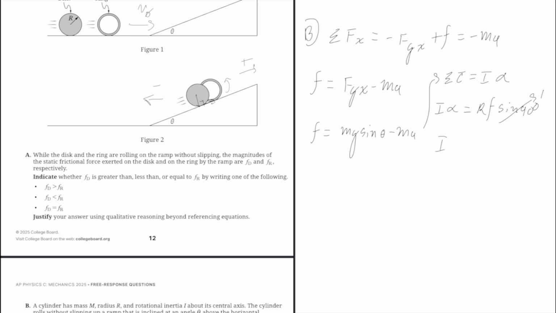So now I get I times alpha, and alpha is really a divided by r, is equal to rF. So therefore, I can simplify this equation. I get r squared F divided by I equals a. So now I'll sub that back in here. I'll get F equals mg sine theta minus m r squared F divided by I. Well, now I have two f's, so I have to separate these by adding that term back to the other side. Wow, funny. But it's fine.